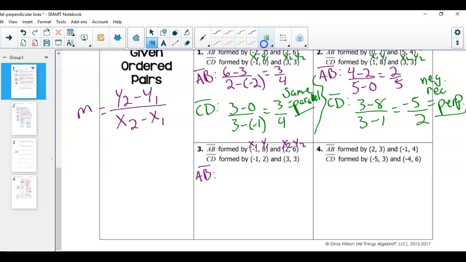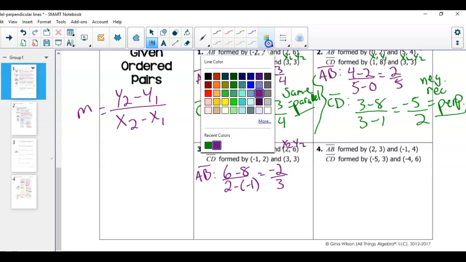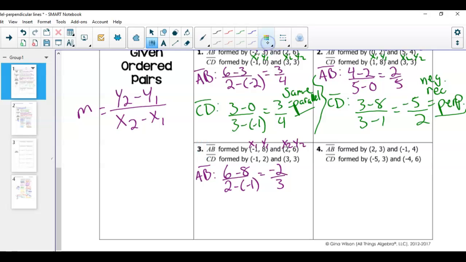Right, for AB, we have (6 minus 8) over (2 minus negative 1). 6 minus 8 is negative 2. 2 minus a negative 1 is positive 3. And then for CD, we have (3 minus 2) over (3 minus a negative 1). So we have 1 over 4, since 3 minus negative 1 is 4.